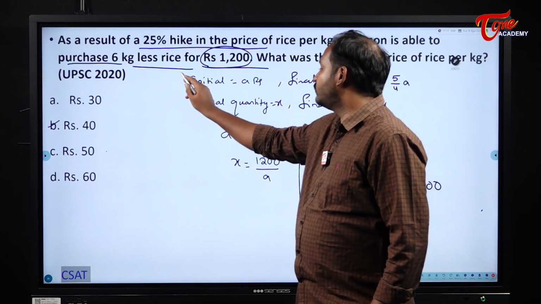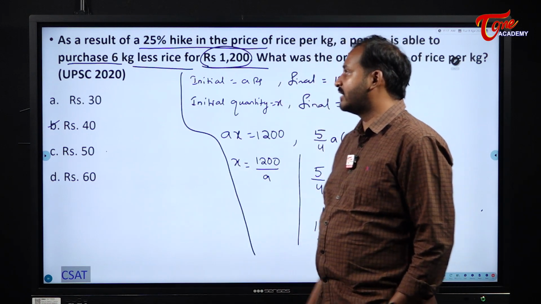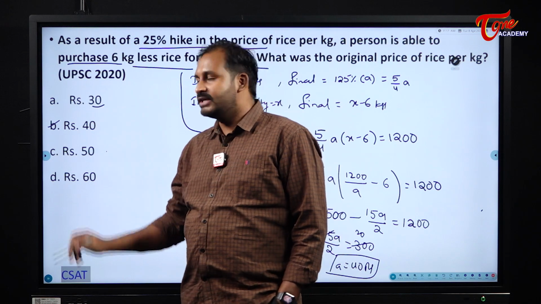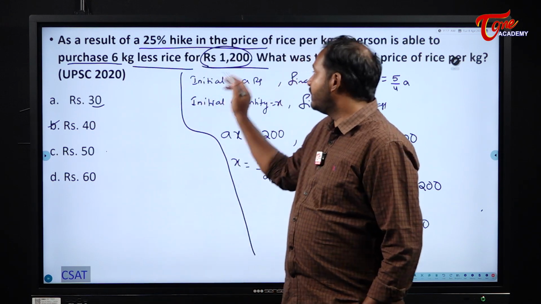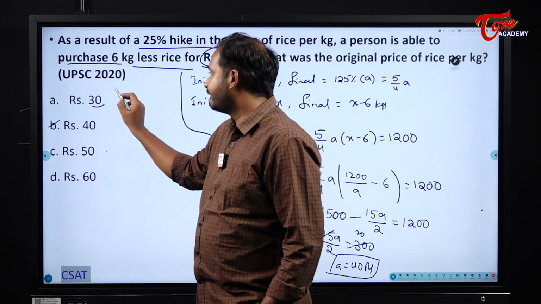Now, if I want to do the same with the option verification, how I can do it is, for example, if I assume that the initial price is 30 rupees, then what will be my initial quantity? 1200 by 30.